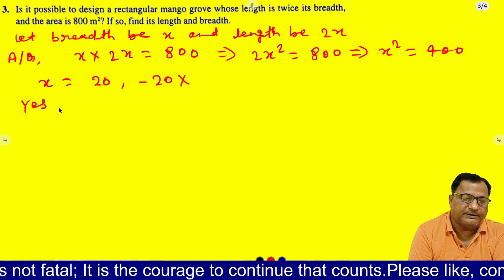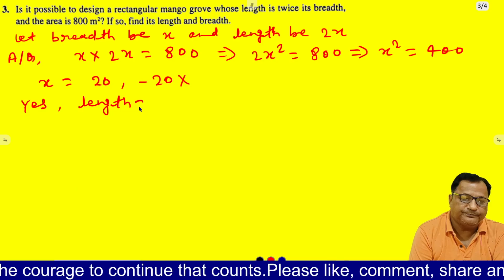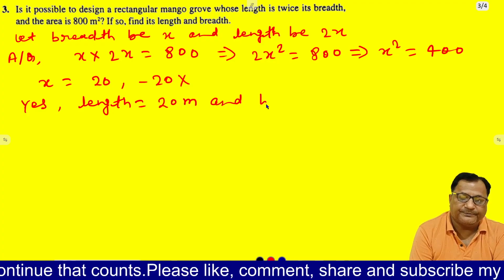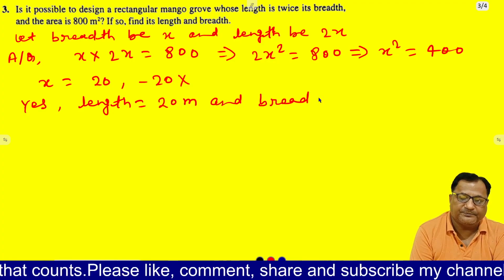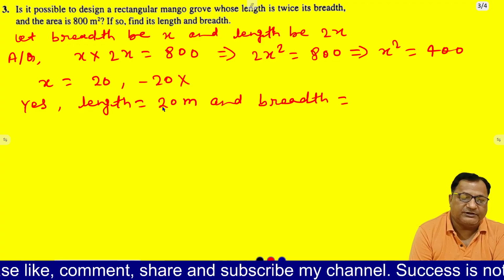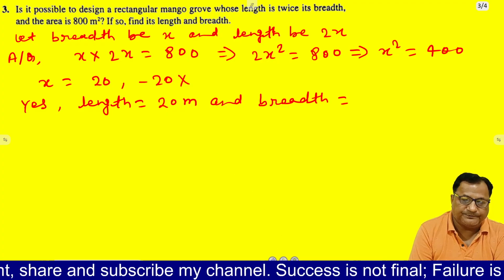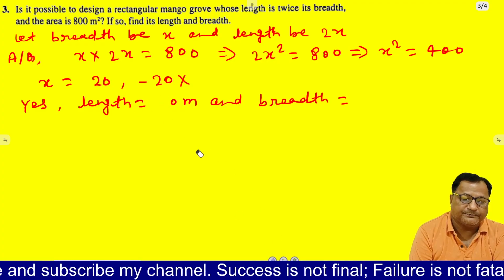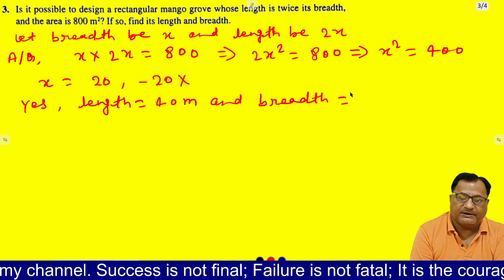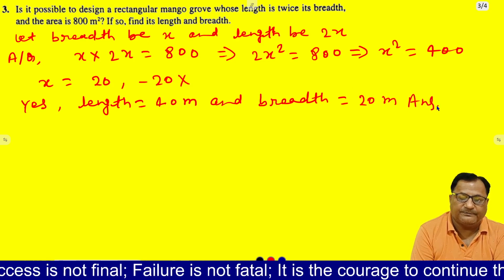It is possible. Breadth is 20 meter, and length is 2x, so the length will be 40 meter. Length is equal to 40 meter and breadth is equal to 20 meter. This is the answer.